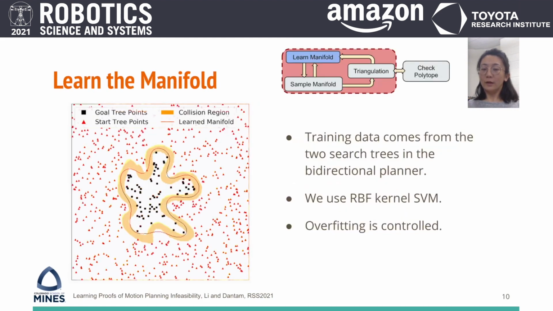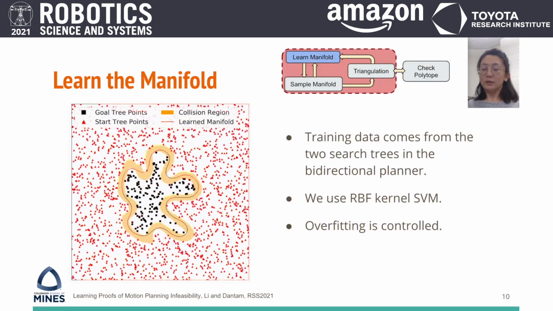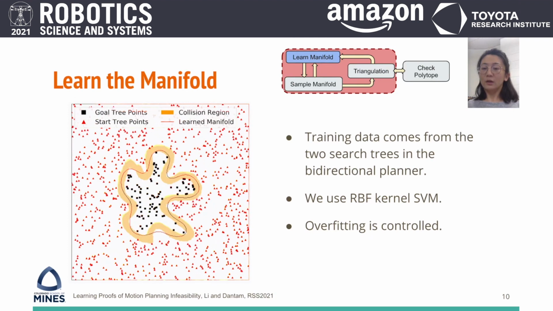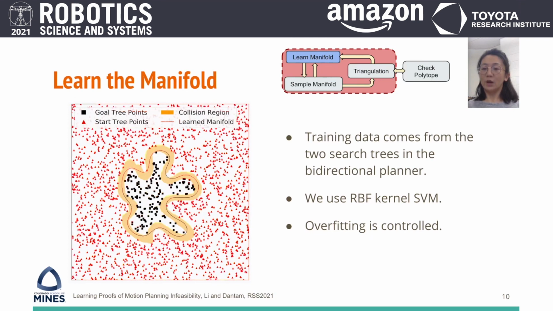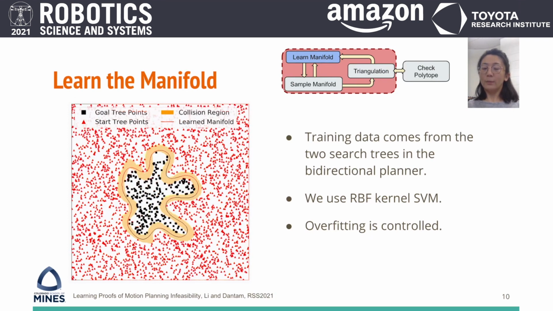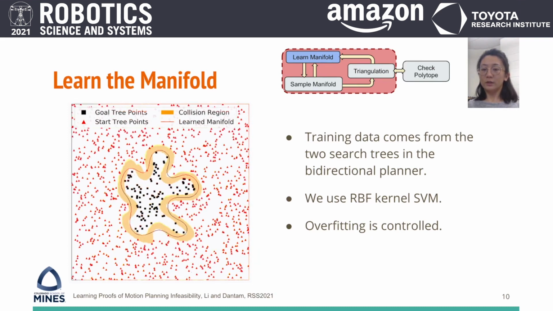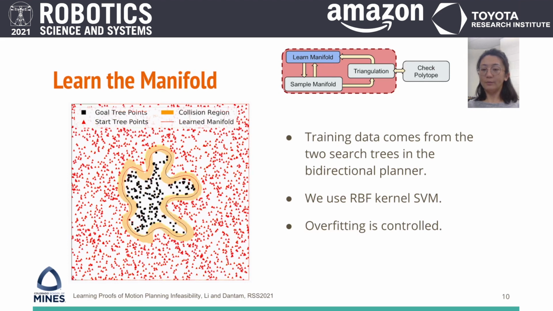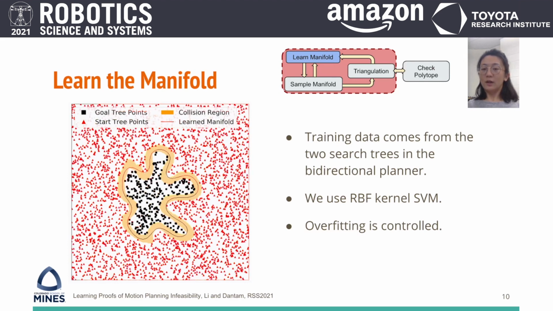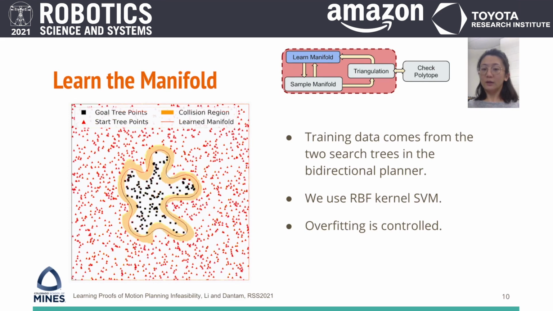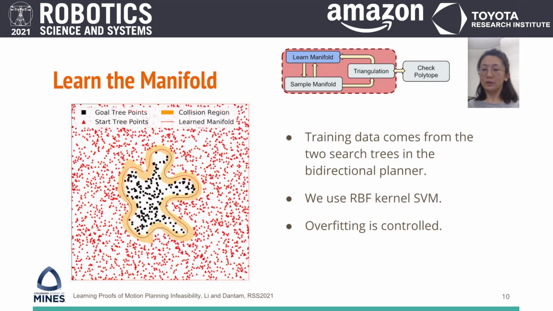First, we learn a manifold. We treat the points in the two search trees from the bidirectional planner as two classes. Then we learn a classifier. Here we use a support vector machine with RBF kernel to learn a manifold, because it gives the manifold in analytic form. Other learning approaches may fit into this framework as well. As can be seen in this figure here, as the number of points in the start tree and goal tree increase, the learned manifold fits more fully into the obstacle region.